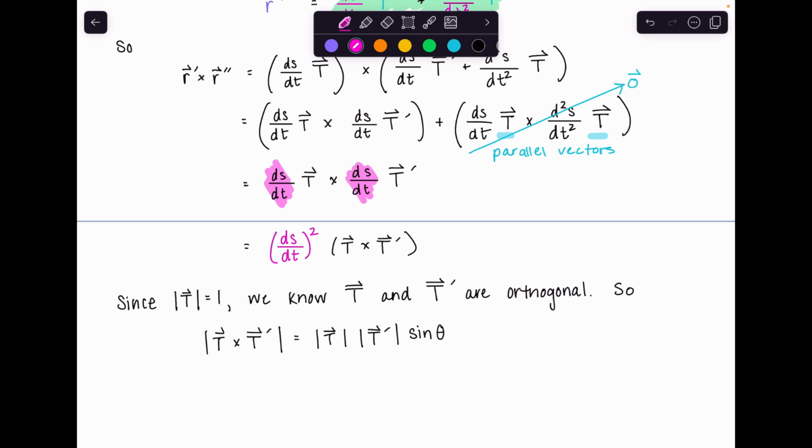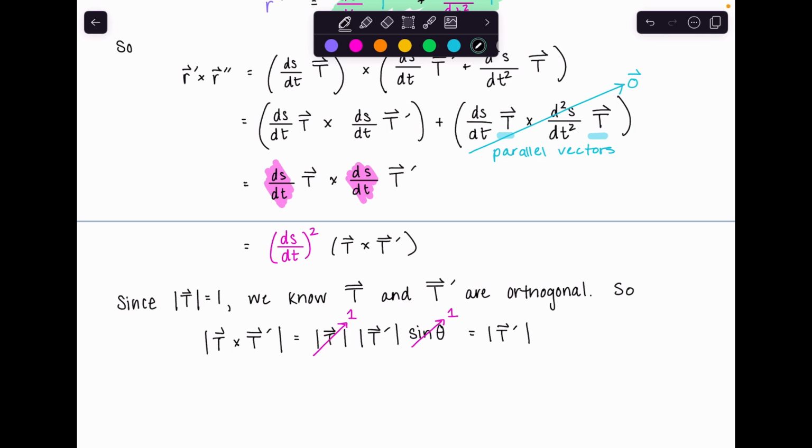But because they're orthogonal, the angle between them is pi over 2. This is exactly 1. And the length of this vector is exactly 1. So ultimately, when I take the magnitude of t cross t prime, it ends up just being the magnitude of t prime. Okay? So this is great because now I have another way to represent the magnitude of t prime, which is what is in my curvature formula.